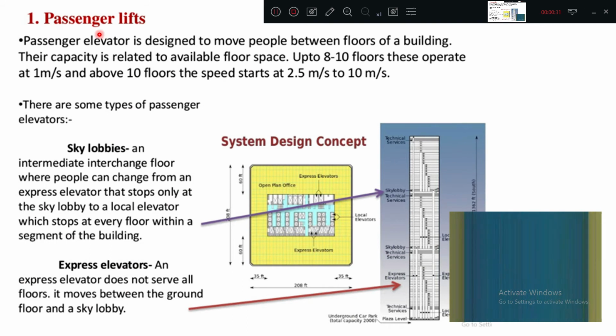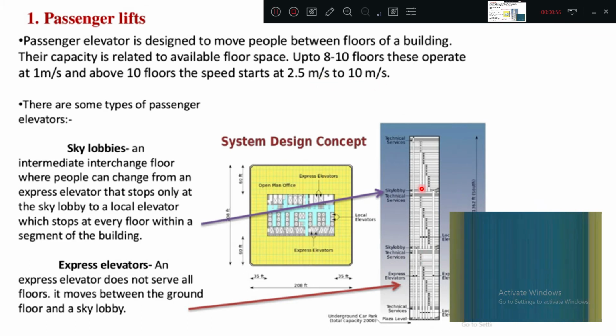Now, the passenger lift. This passenger elevator is designed to move people between floors of a building. That's very common. Their capacity is related to available space and utilization. Up to 8 to 10 floors, these operate at 1 meter per second. More than 10 floors, these operate at 2.5 meter per second speed, up to 10 meters per second.